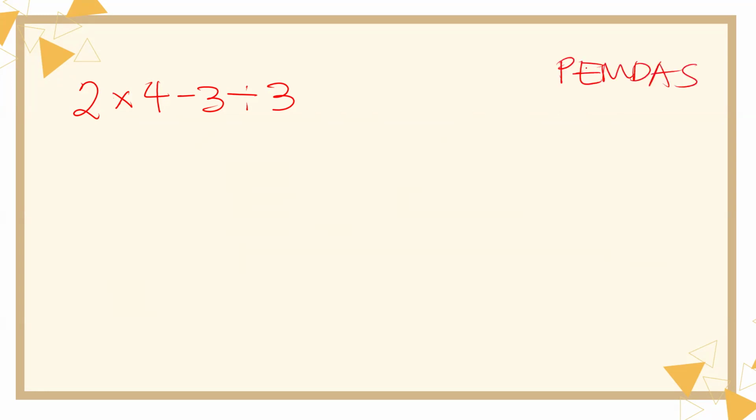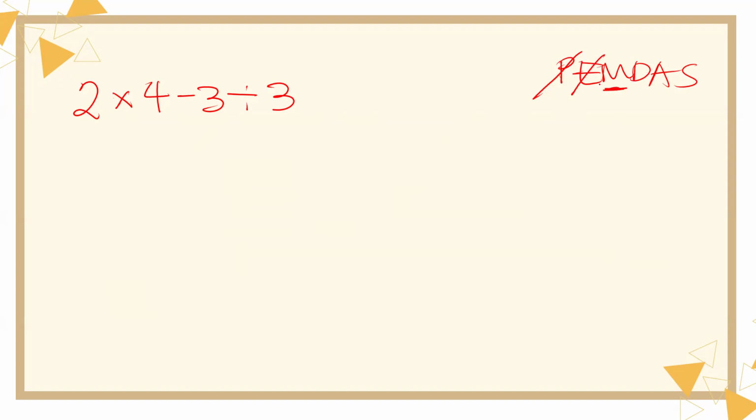Let's have some examples. Our first example is to simplify 2 times 4 minus 3 divided by 3. Okay, so there are no parentheses and no exponents. So we start by multiplying and dividing. We write PEMDAS here. So there's no parenthesis and there's no exponent.